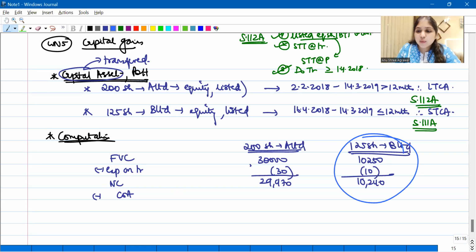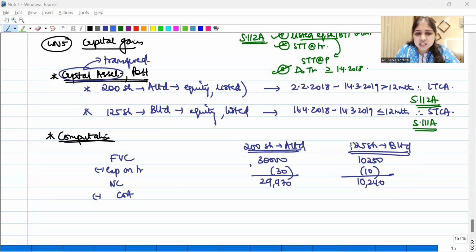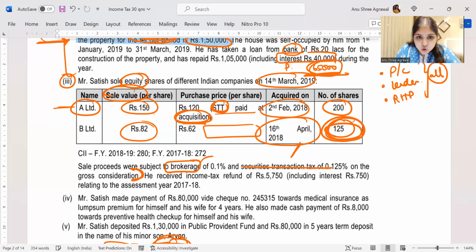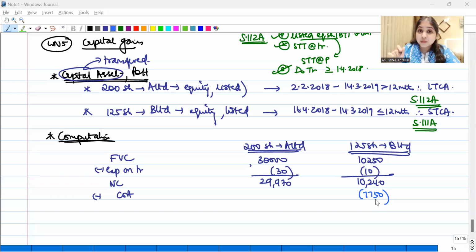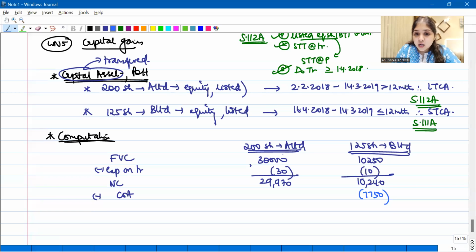So tell me about the 125 shares. That is easy. That let us finish off. If you look at the 125 shares, what is the cost of acquisition? 62 rupees per share. So 125 shares into 62 rupees per share. What is my cost of acquisition totally? 7,750. This was very simple. But coming to this part, coming to 200 shares, guys, listen.